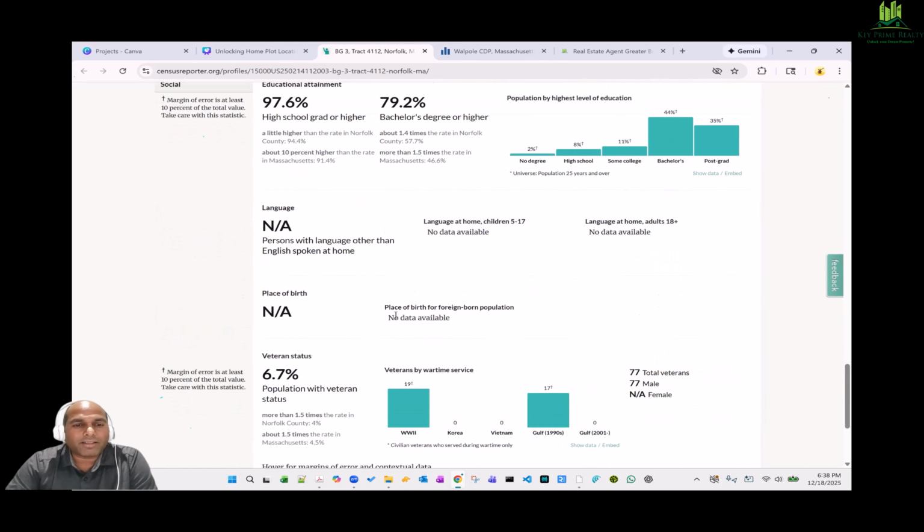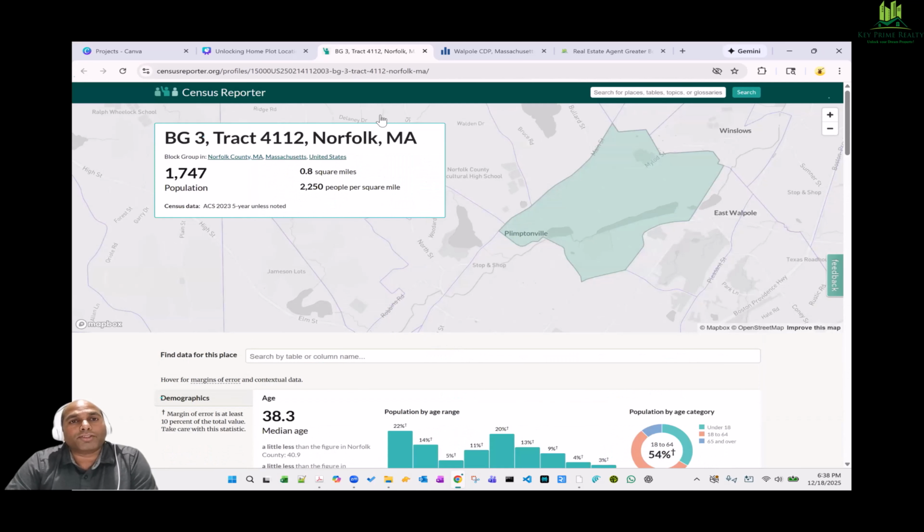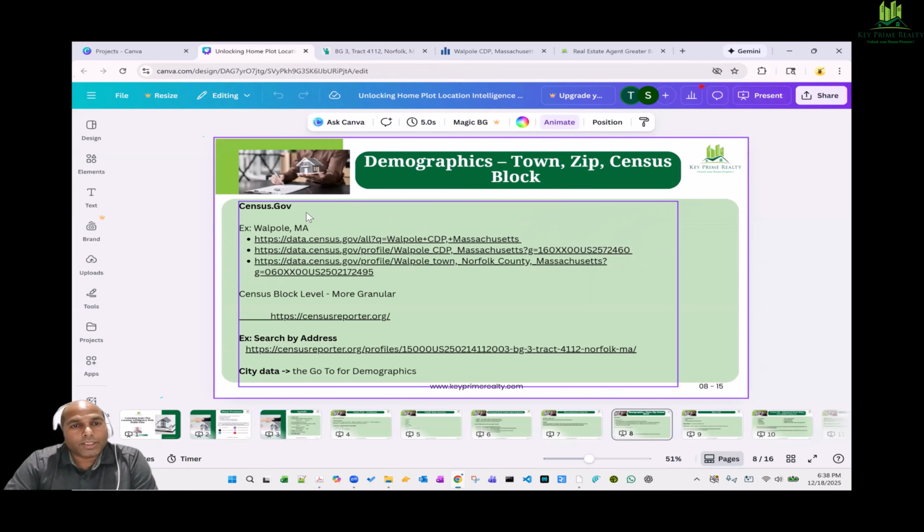Educational attainment, yeah, there is a whole lot of other information that's useful for making the decision. So this is the census block. Going back, we have the city or municipality level information at census.gov. Then we have the census block division of that particular municipality. That is further refinement of a particular town, and then you can look at the values for a particular census block.